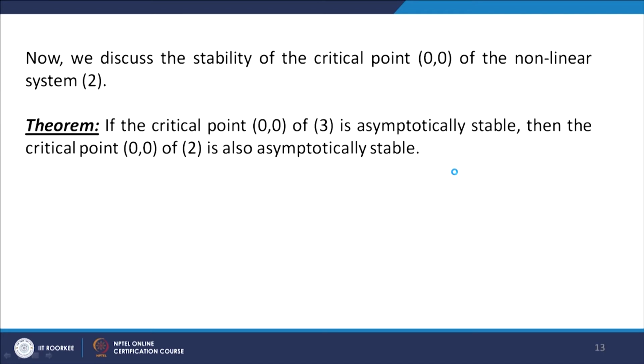Now we discuss the stability of the critical point (0,0) of the nonlinear system 2. See, we have the nonlinear system dx/dt = ax + by + p1xy, dy/dt = cx + dy + q1xy. The associated linear system we are considering is dx/dt = ax + by and dy/dt = cx + dy. So, if the critical point of the linear system 3 is asymptotically stable, then the critical point (0,0) of the nonlinear system is also asymptotically stable.